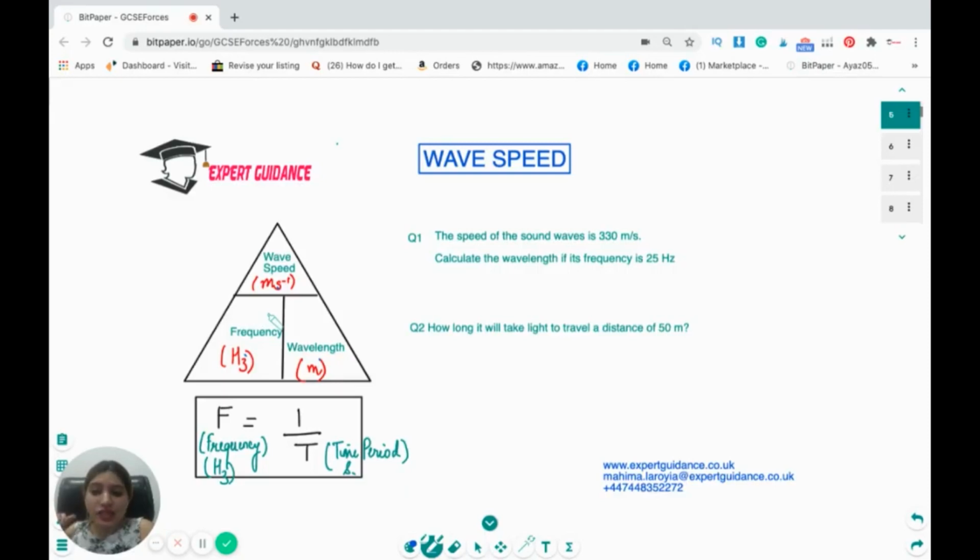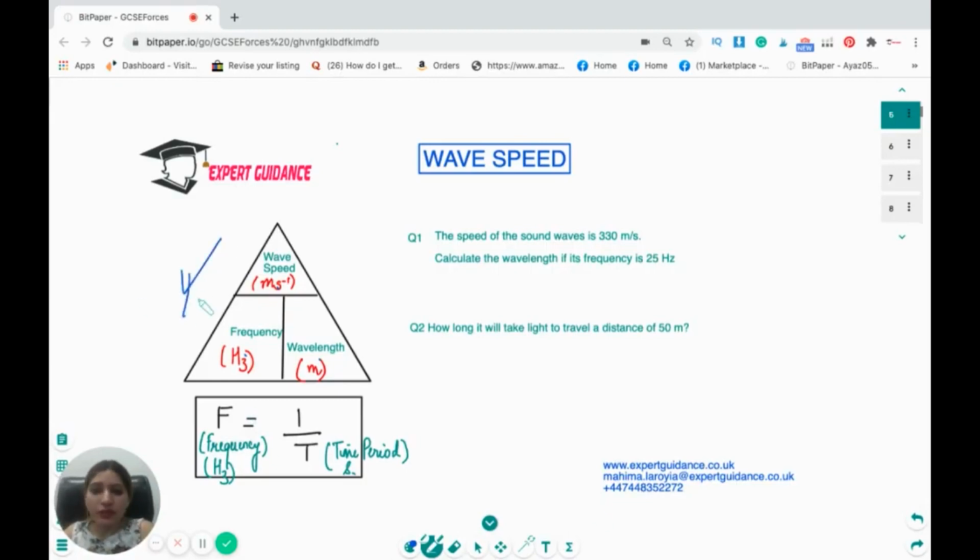And in case they don't give you the frequency and give you the time period, then you can do 1 over the time period to work out the frequency, and then you can put it in the wave formula that wave speed is frequency times wavelength. Now be careful with the units. The frequency has to be in hertz, time has to be in seconds, wavelength has to be in meters.